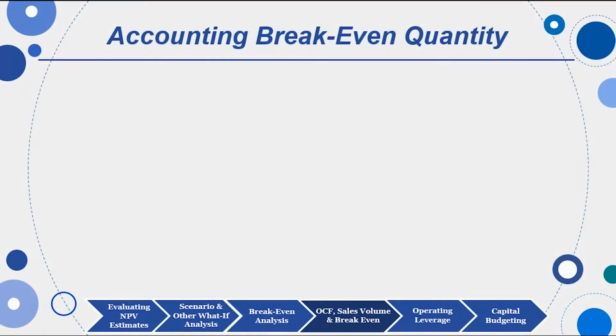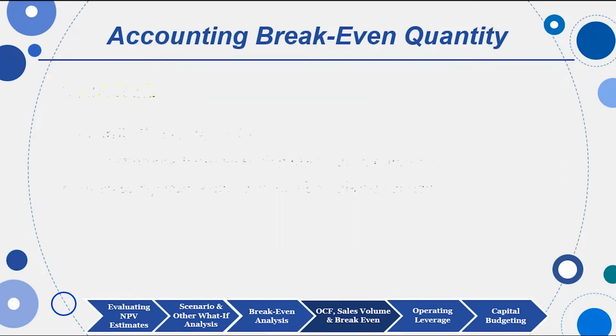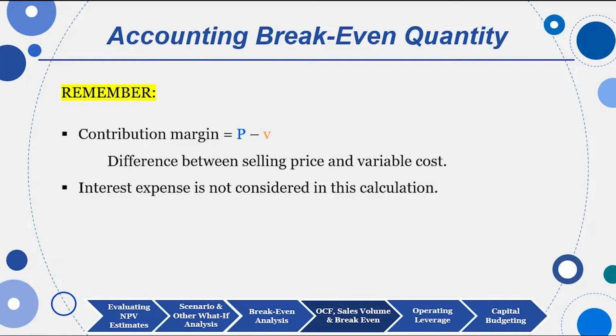So just remember that when plugging into that general break-even quantity equation. Don't forget, contribution margin is P minus V. In all of these break-even quantities, interest expense is not considered in this calculation.